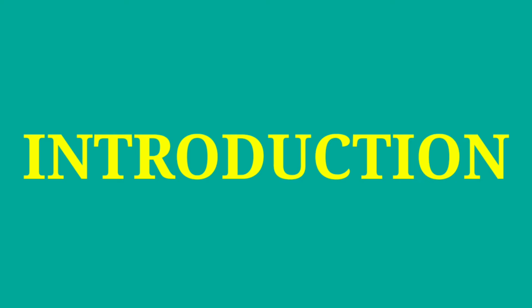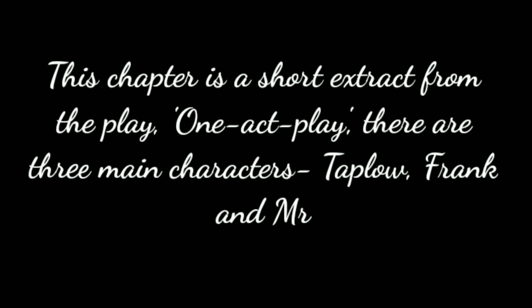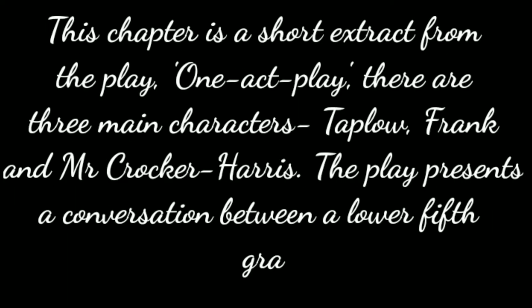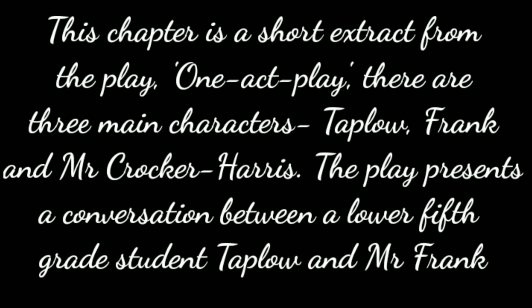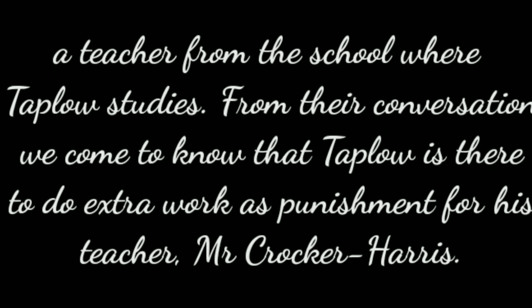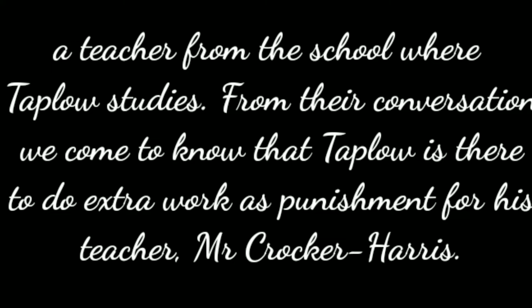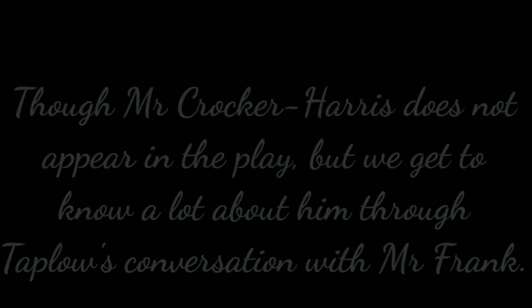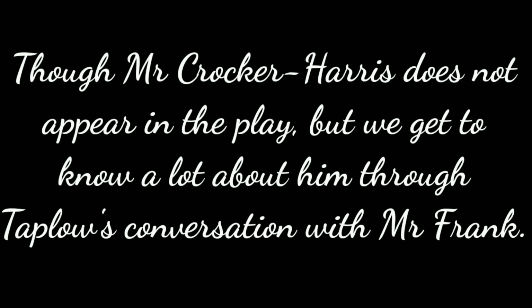Now let us have an introduction and explanation of this chapter in a nutshell. This chapter is a short extract from the play The Browning Version, written by Terence Rattigan. In this one-act play, there are three main characters: Taplow, Frank, and Mr. Crocker-Harris. The play presents a conversation between a lower fifth grade student, Taplow, and Mr. Frank, a teacher from the school where Taplow studies. From their conversation, we come to know that Taplow is there to do extra work as punishment for his teacher, Mr. Crocker-Harris. Though Mr. Crocker-Harris does not appear in the play, we get to know a lot about him through Taplow's conversation with Mr. Frank.